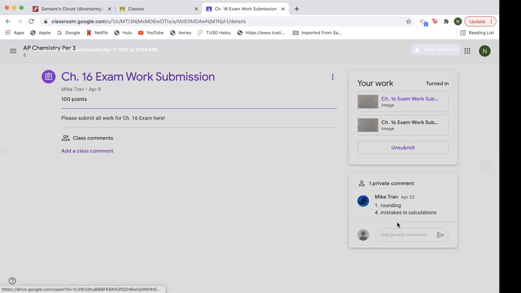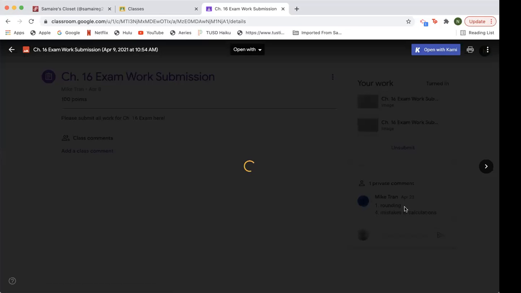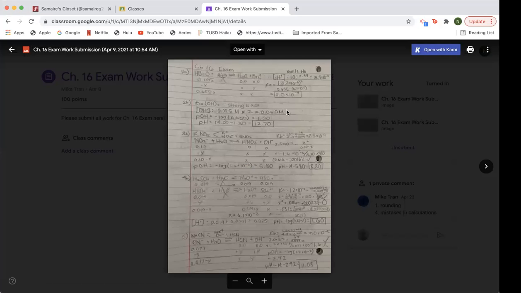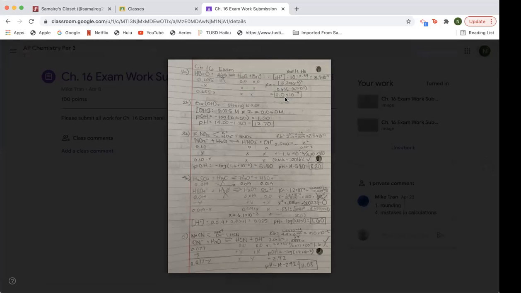So rounding and then mistakes in calculation. So yeah, I just rounded this wrong. I think it's supposed to be 3 significant figures, or like 2 decimal places. Oh, I see. Okay, so basically, I don't really know what the question is. There's no way to see the test, right? No, I don't think I have that.